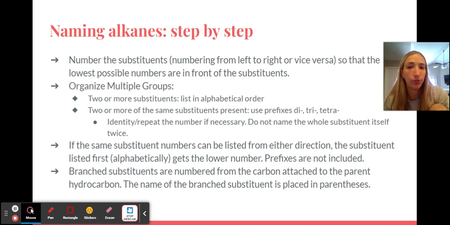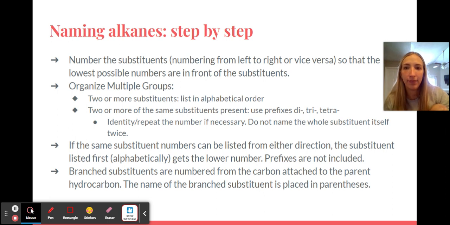And then if you have 2 or more of the same substituents present, you're going to use prefixes like di, tri, tetra, etc. You can repeat the numbers. So say you have 2 methyl groups, you can say at carbon 3, say 3,3-dimethyl, but you don't have to repeat the methyl more than once, just the number, and then use your di, tri, tetra, whatever that you need to use to name that.